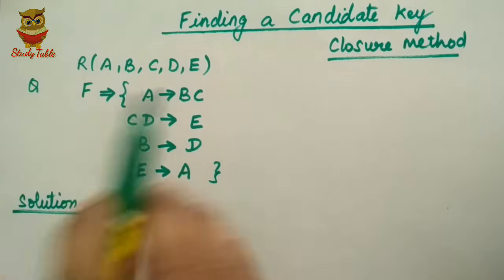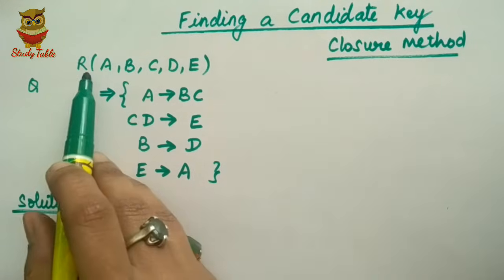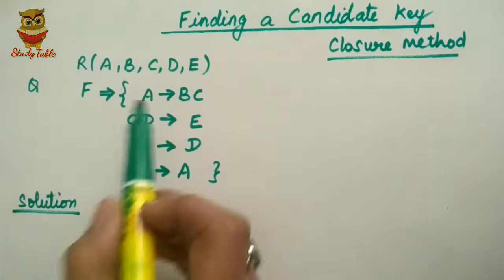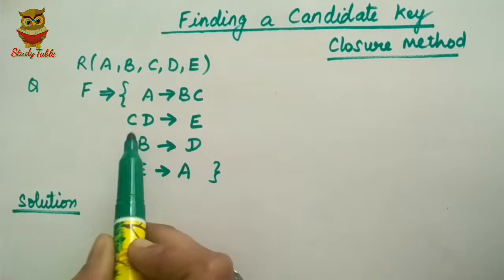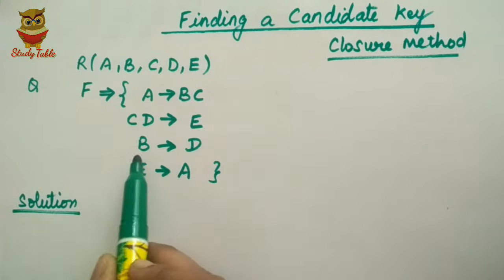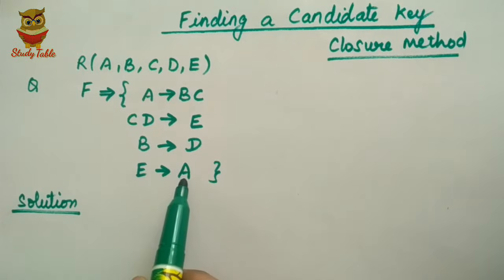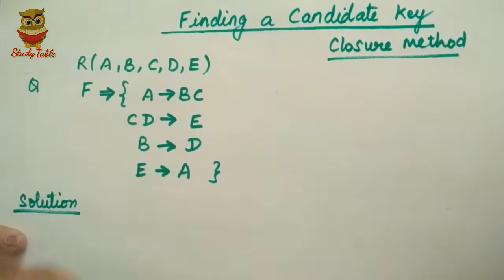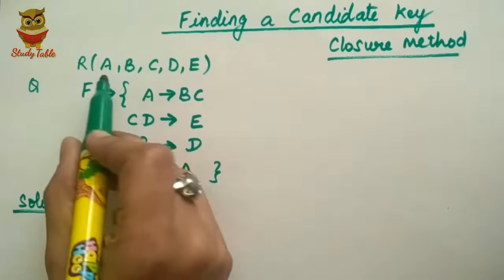Let us find the candidate key for this particular relation R and the given FDs. A determines BC, CD determines E, B determines D, and E determines A. Now we will start with finding the closure of each attribute.